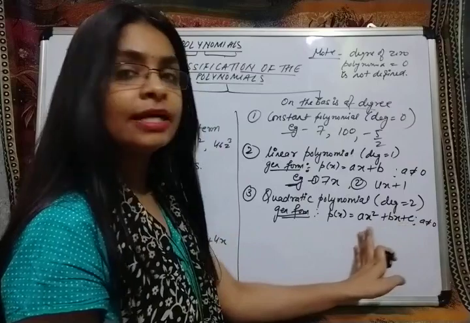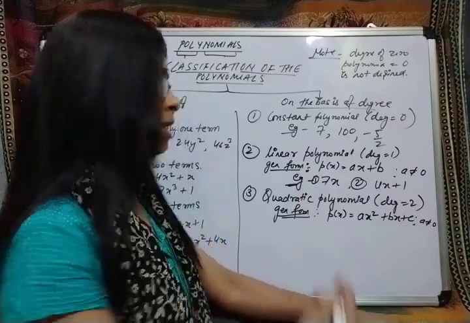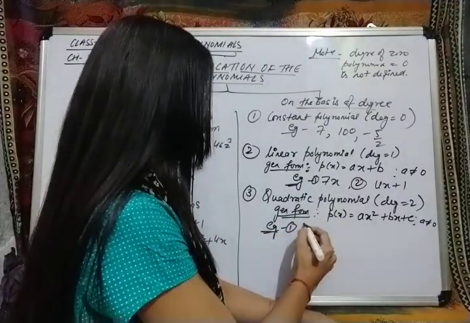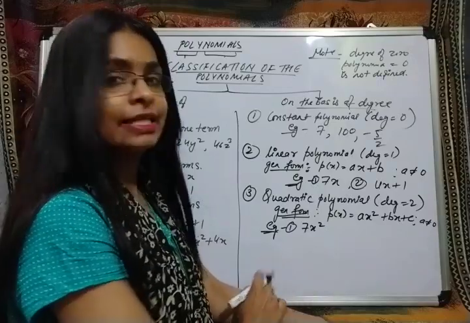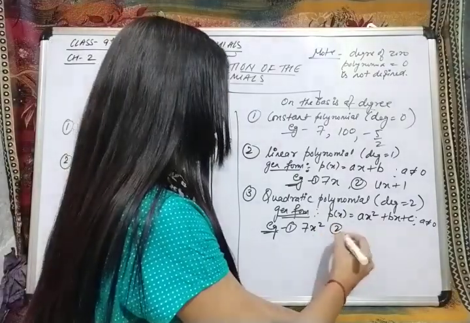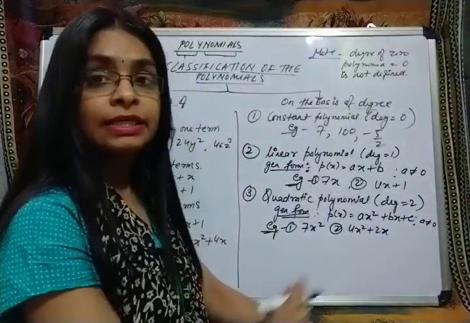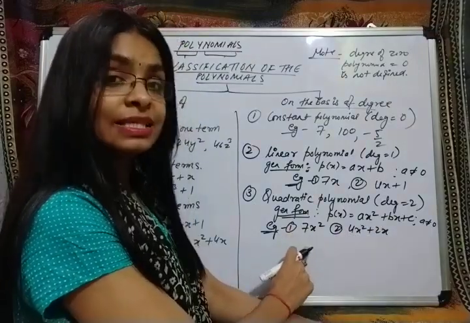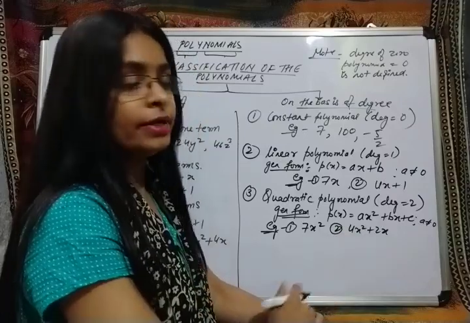So how many terms? At most 3 terms. But that doesn't mean it can't have 1 term or 2 terms. It can have. For example, first I am writing 7x square. This is also a quadratic polynomial because its degree is 2. Second, I am writing 4x square plus 2x. It is containing 2 terms. And here the c part is 0. In the first, b and c are 0. But here c is 0. So this is also a quadratic polynomial.